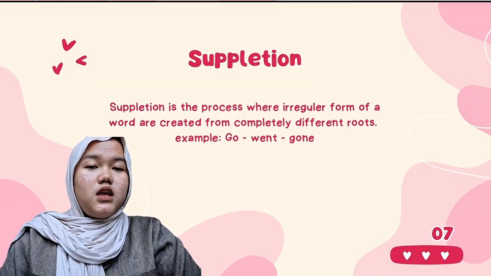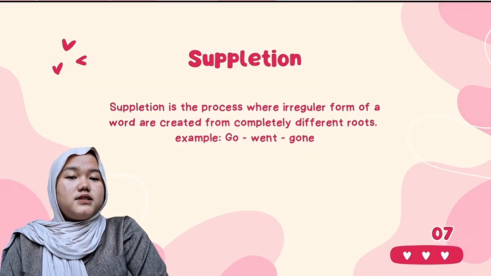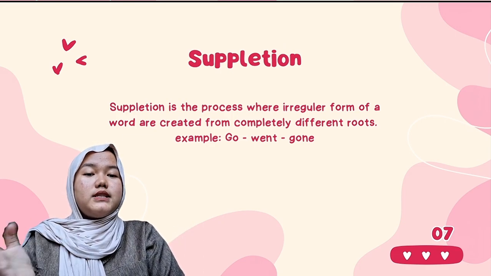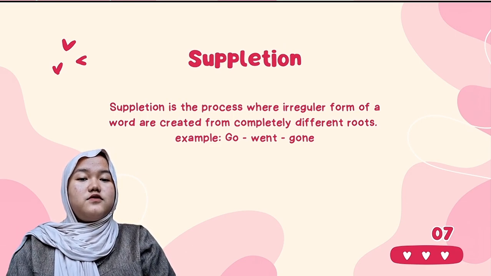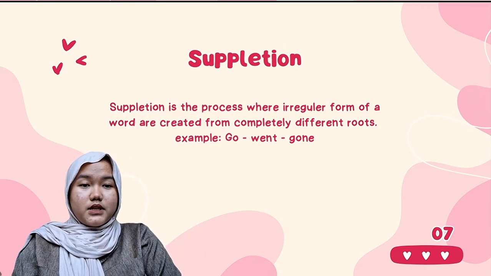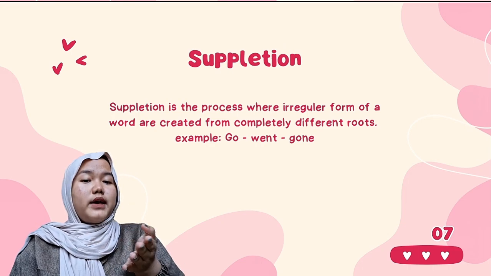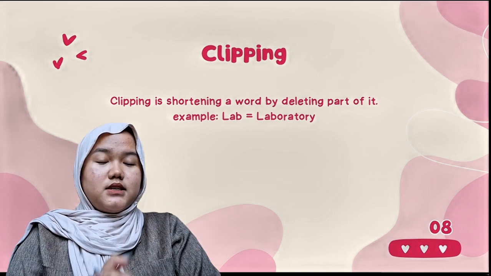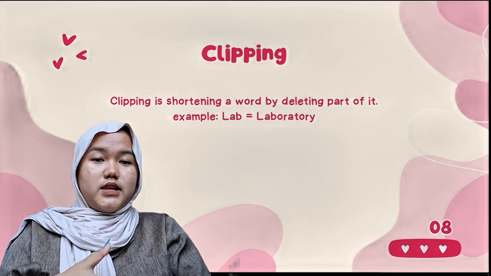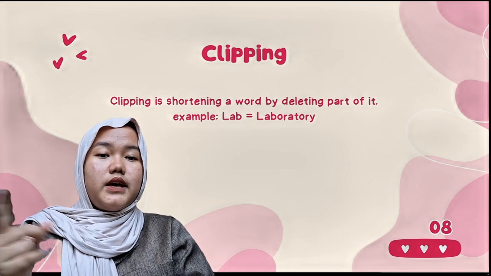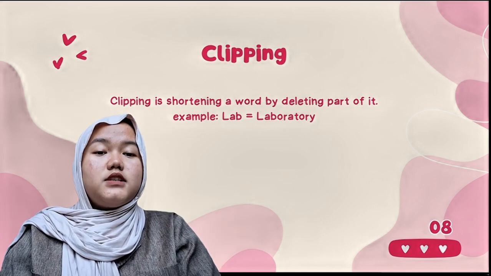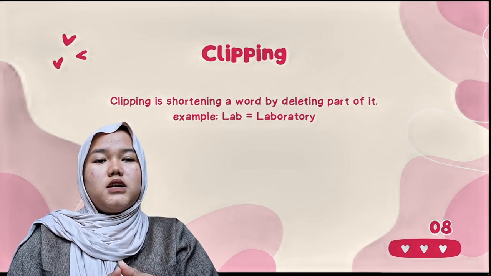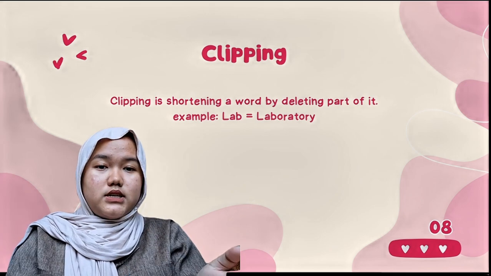Next, suppletion. Suppletion is the process where irregular forms of a word are created from completely different roots. Example: go, went, gone. And the last one is clipping. Clipping is shortening a word by deleting part of it. Example: lab. The complete word is laboratory.